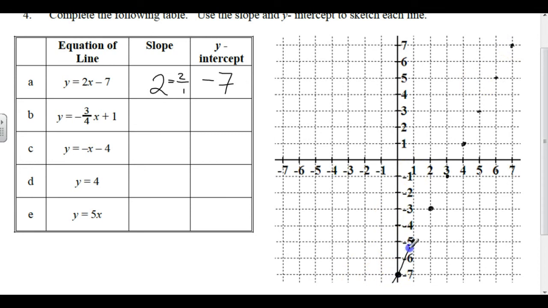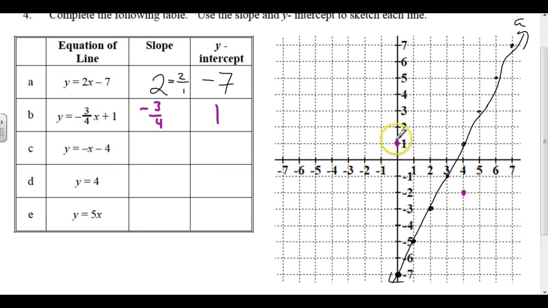Okay, and I fill the grid with the line. Okay, and then let's label that A. The slope is -3/4, and the y-intercept is 1. -3/4 says go down 3, right 4. Go down 3, right 4.